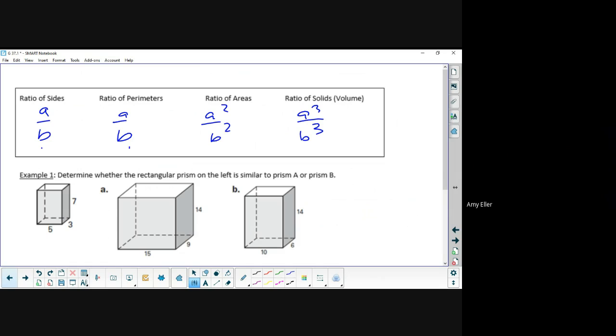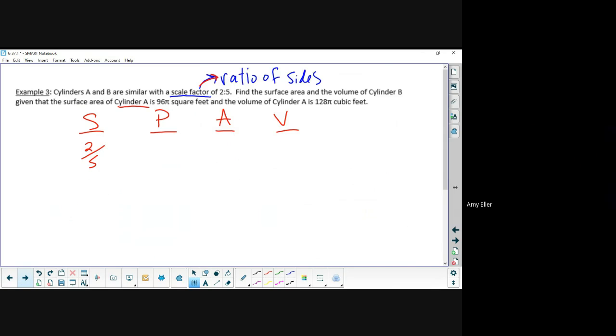So remember, these are going to match exactly. Area is squared, volume is cubed. So these have to match exactly. This ratio is 2 over 5. What is squared? 2 squared, 5 squared. 2 cubed. You can use your calculator. 2 to the third. I think we practiced it yesterday when we did volume of spheres. Then type 5 cubed.